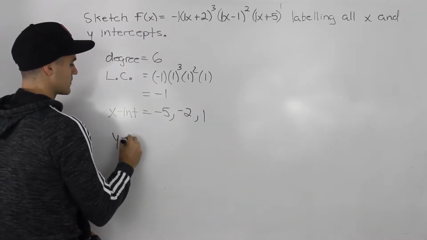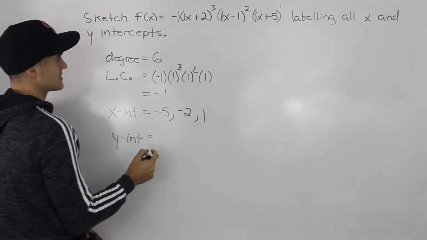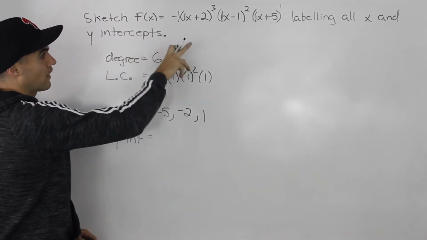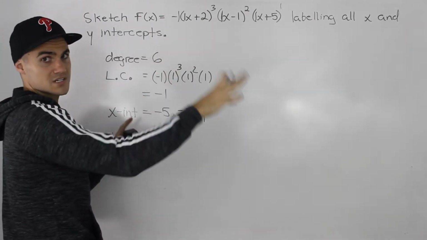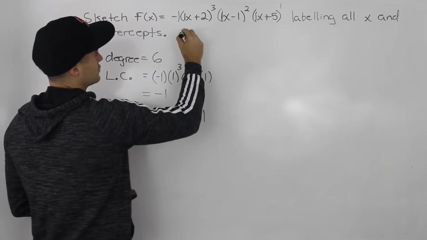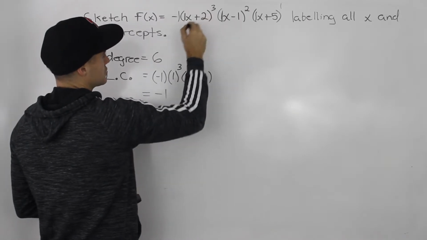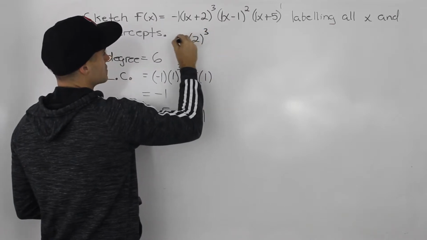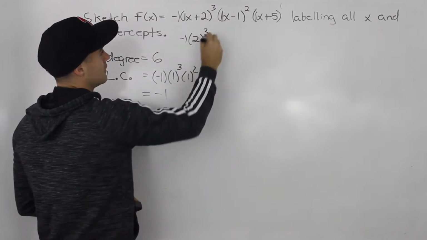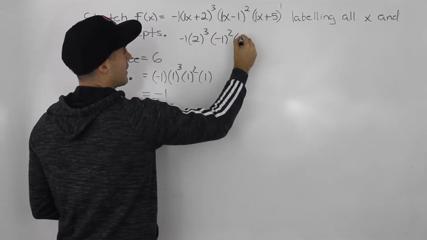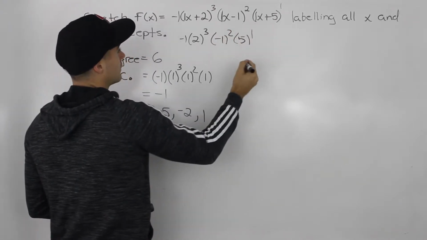What about the y-intercept? The y-intercept is a little bit more difficult because we have to actually plug in 0 for x. When the polynomial is expanded, usually it's just that last value. When it's factored, we have to do some algebra. So 0 plus 2 is 2 to the power of 3. There's also this -1 still in front. 0 minus 1 is -1 squared, and then 0 plus 5 is 5 to the power of 1.